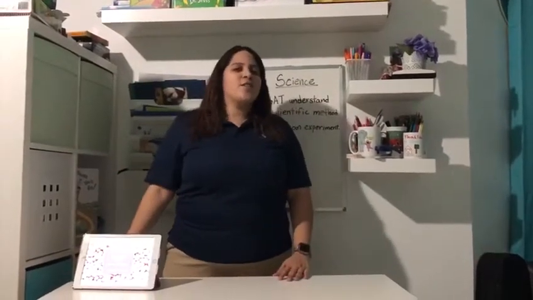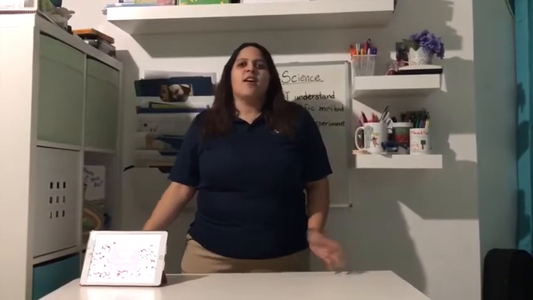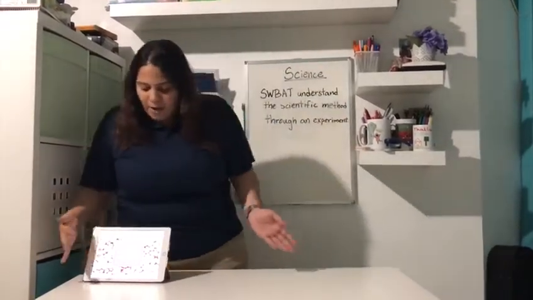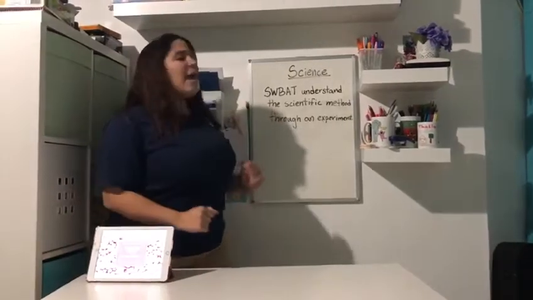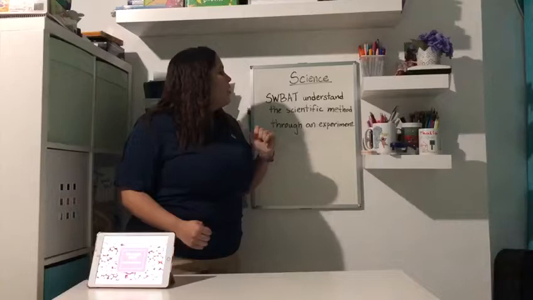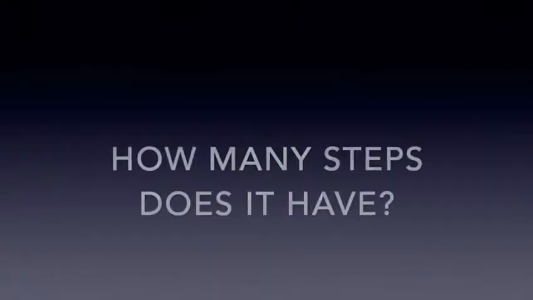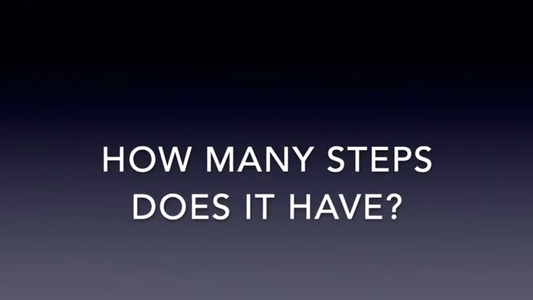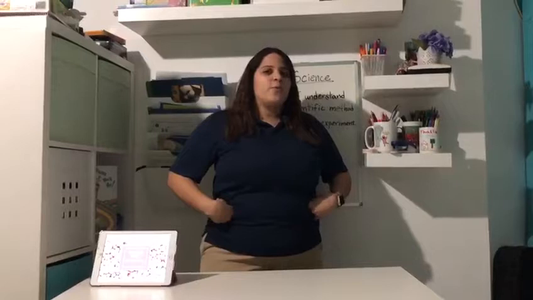Today I'm going to be teaching you an experiment in science. We're going to be learning about how can an egg float. And our learning outcome is going to be understand the scientific method through an experiment. Do you remember the scientific method? How many steps does it have? Ooh, right, it has 5 steps.